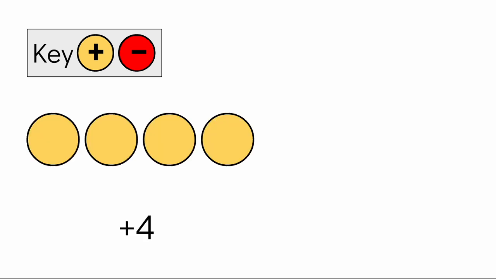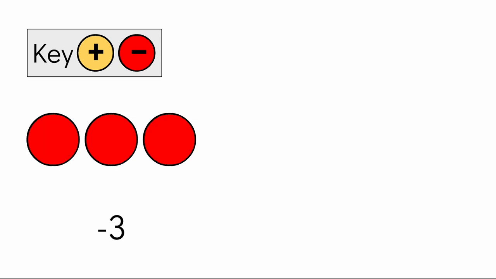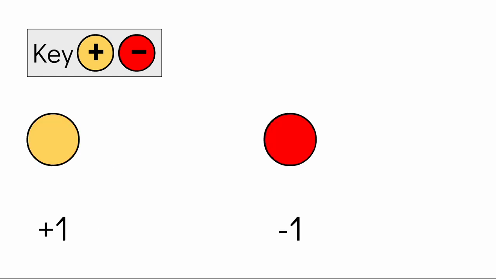In this lesson, we're going to use two color counters to represent integers. Integers are positive and negative numbers. We'll use yellow counters to represent positive numbers and red counters to represent negative numbers. To model the number positive 4, I would use 4 yellow counters. To represent the number negative 3, I would use 3 red counters.